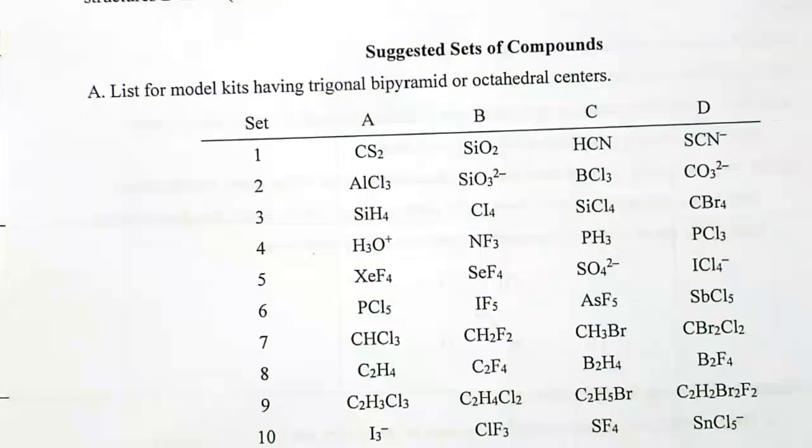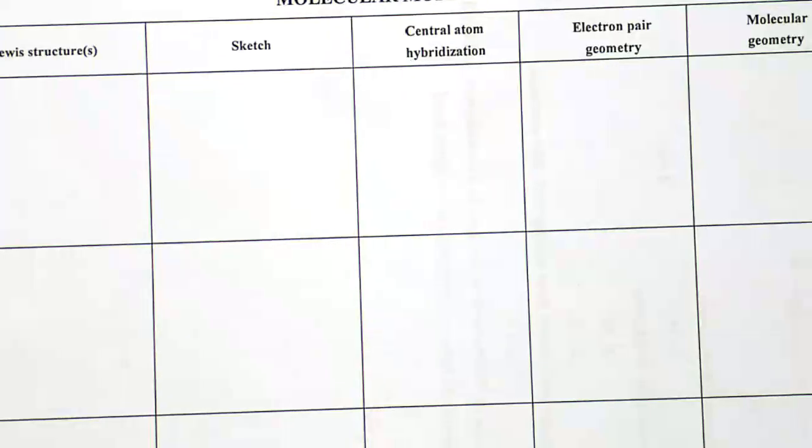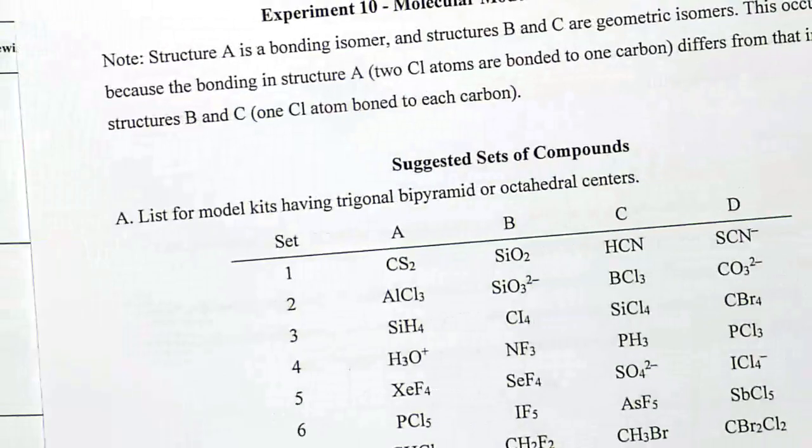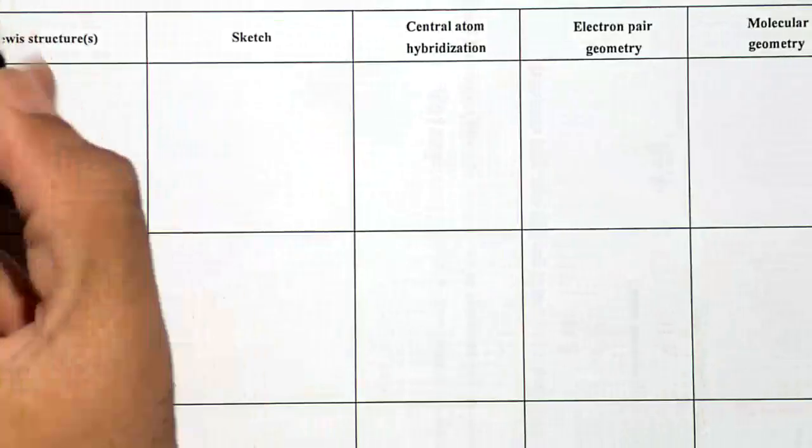The first one here on our list is HCN. This is called hydrocyanic acid, and we want to determine the Lewis structure of hydrocyanic acid, HCN.